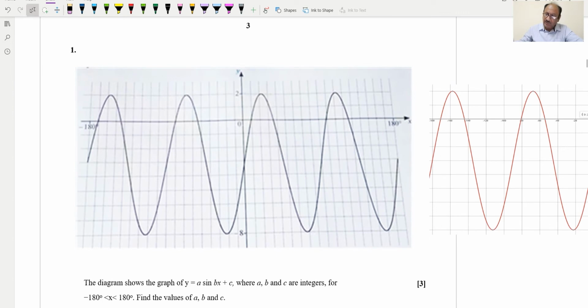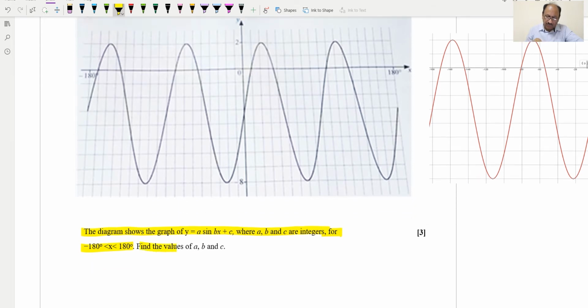A graph is provided, and this is additional, which I will explain in a while. This is not part of the question paper. The diagram shows the graph of y equals a sin bx plus c, where a, b, c are integers, for x varying from -180 to 180. Find the values of a, b, c. And this is a 3-mark question.